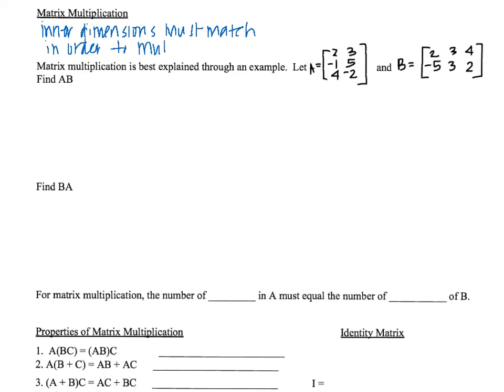And that's one thing. When you go through, you're going to want to write your dimensions so that you know that they can multiply. The outer dimensions then tell you your resultant matrix. So I'm going to write out our two matrices first. 2, 3, -1, 5, 4, -2. And I'm multiplying it by matrix B.